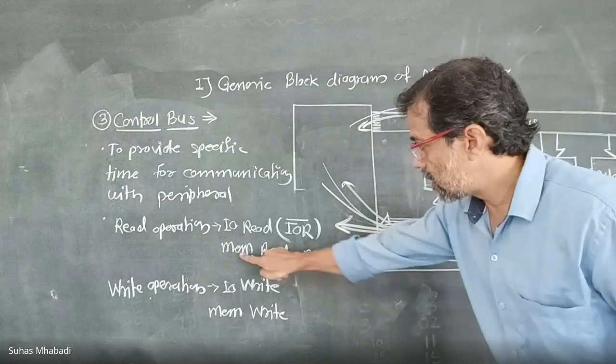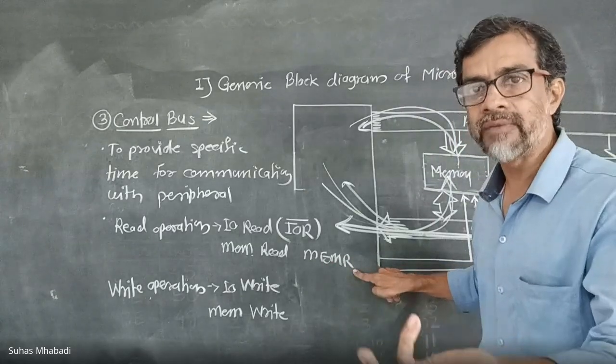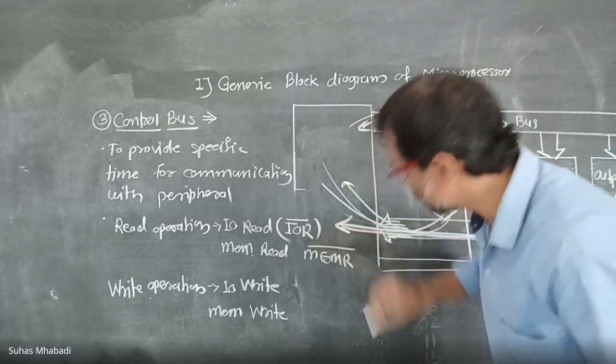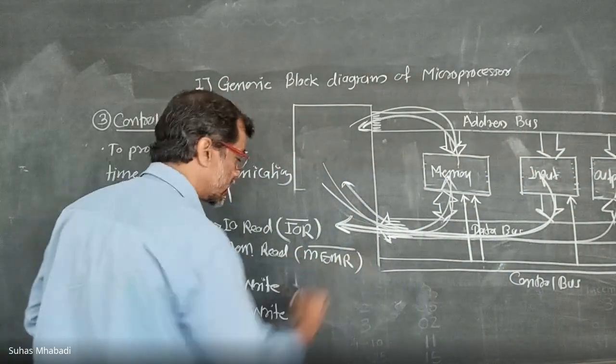Memory read means MEM for memory read, but if it is high, no reading will happen. It must go low. So it should be known as MR bar. So that is memory read.